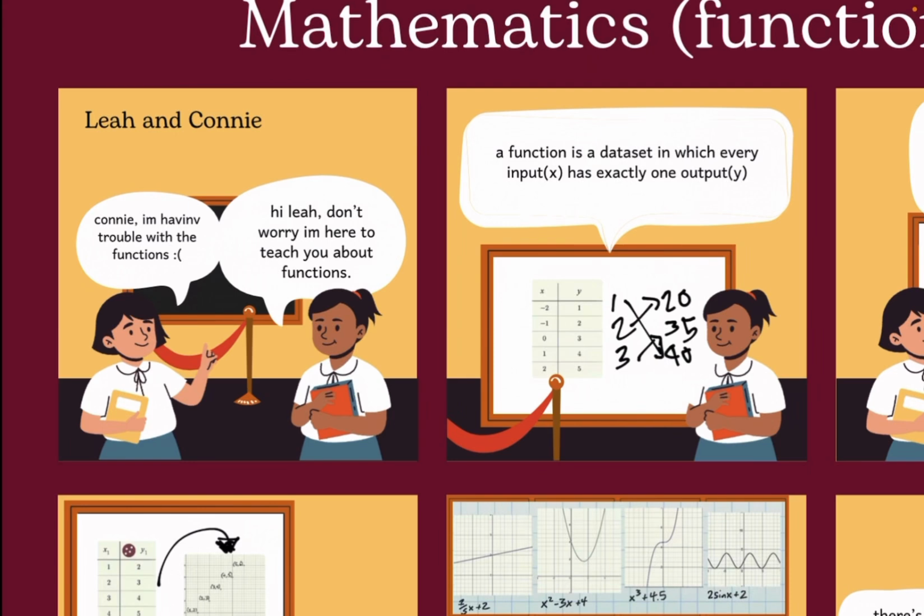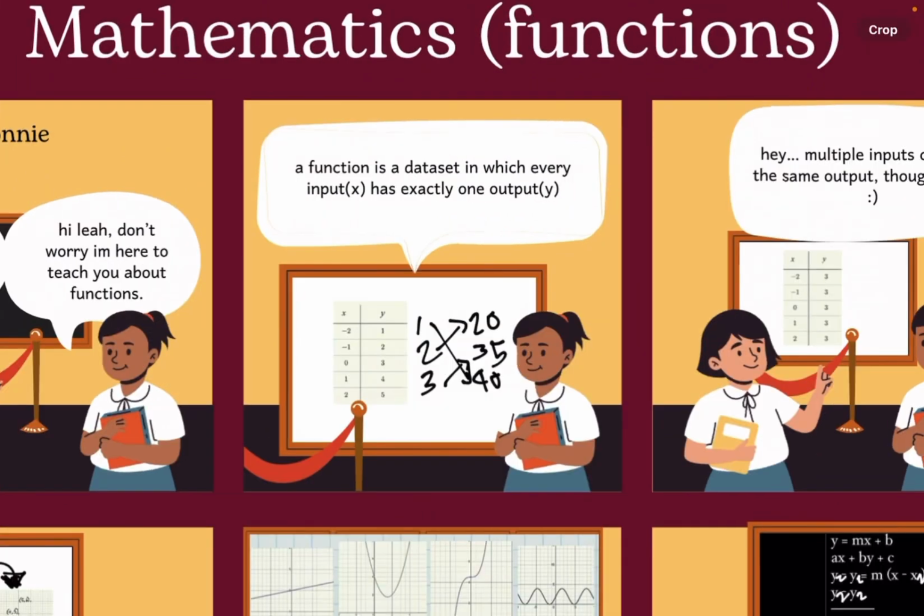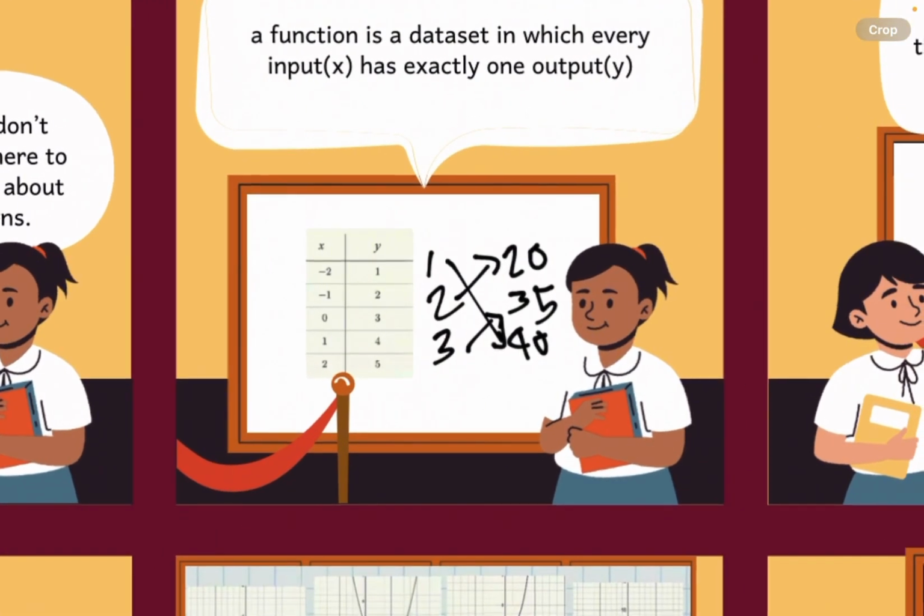So Connie, acting as the helpful friend, in panel 2 defines a function as a special kind of relationship between input and output. In a function, every input value must correspond to exactly one output value. So for example, if x equals 1, there can only be one y value associated with x equals 1, such as y equals 20.